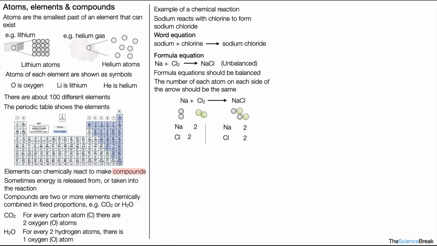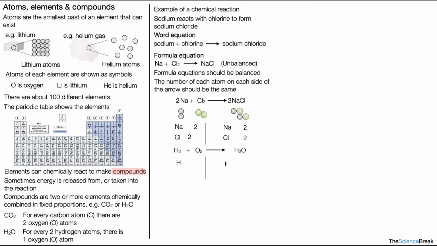We can add a big number 2 in front of the Na in the reactant side, and we can add a big number 2 in front of the NaCl on the product side. This is now balanced. Here's one more example. We don't need to keep drawing out the atoms every time. We can just write the atoms as symbols.